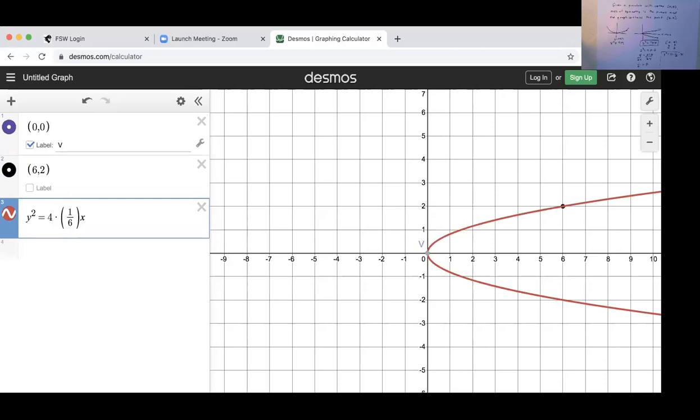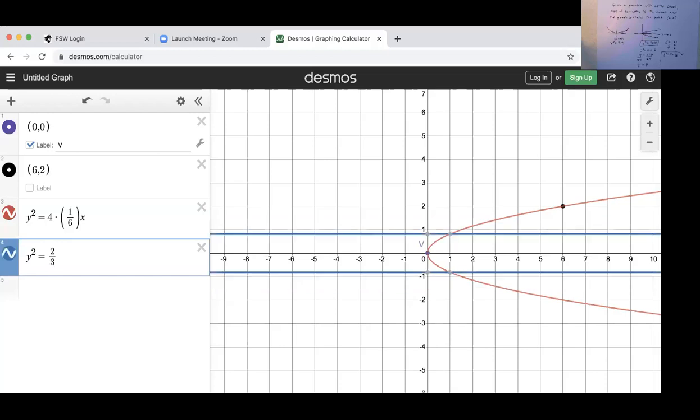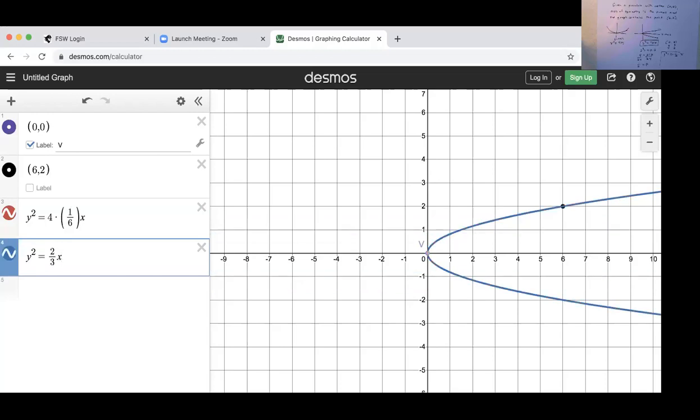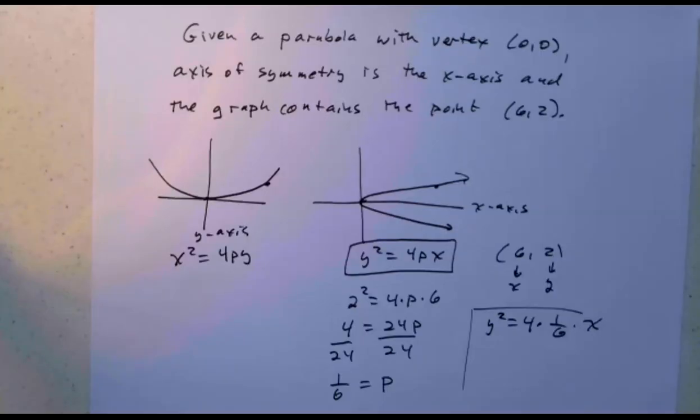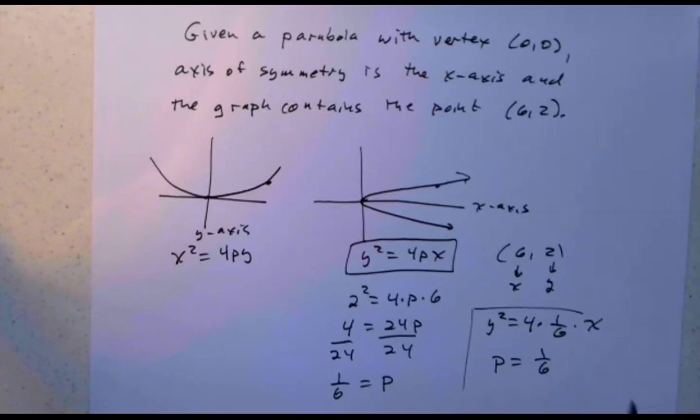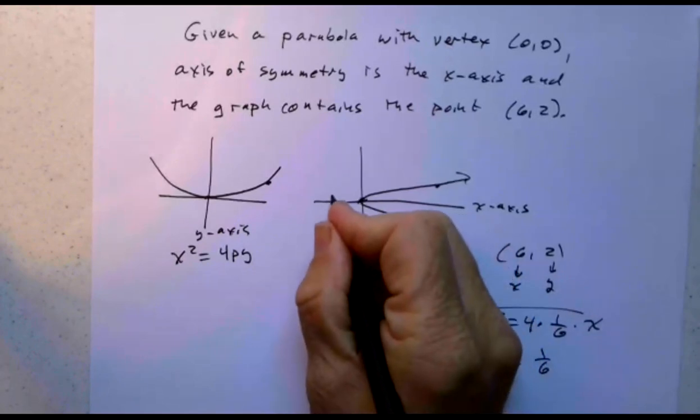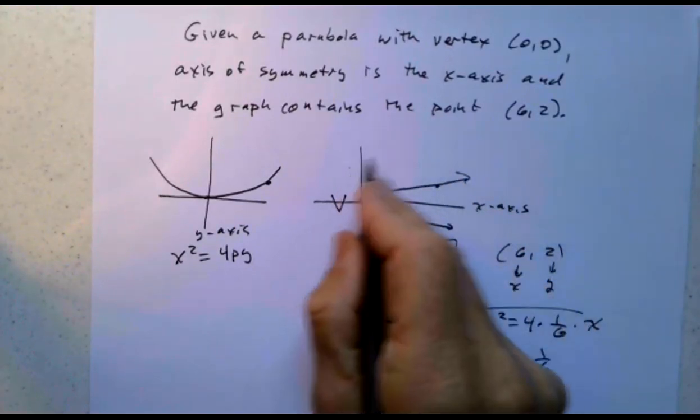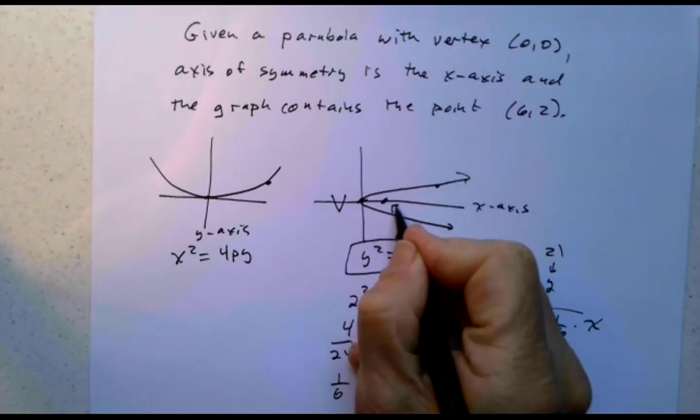Of course, that's the same thing as y squared equals 4/6, or 2/3 x, written in a somewhat simpler fashion. Y squared equals 2/3 x. But we know p is 1/6. So let's go back and think about what that tells me. p is 1/6. Remember, p is the directed distance from the vertex to the focus. So the vertex is here. We know that the graph has to envelop the focus, so the focus must be over here.